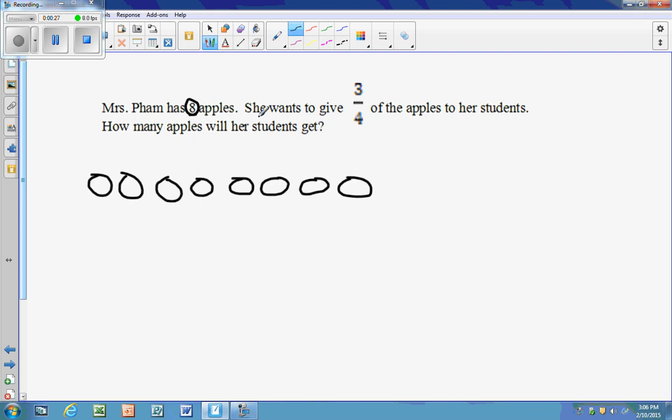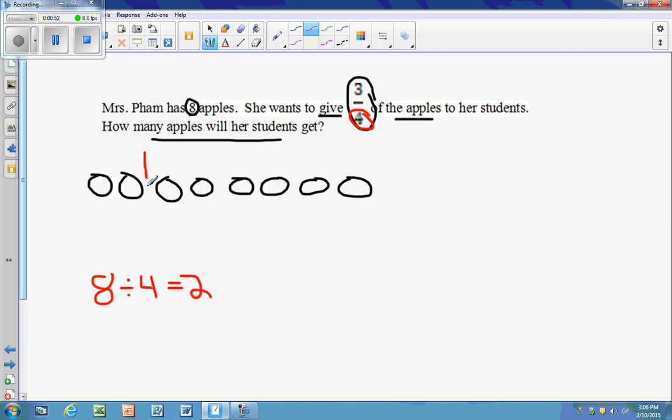There's our 8 apples. She wants to give 3/4 of the apples to her students. How many apples will her students get? So we want to split it up into fourths. And the reason I know we want to split it up into fourths is because 4 is the denominator. So I take my whole number of 8 and I divide it by my denominator, which is 4, and I get 2. So I know I'm making 4 groups and each are going to have 2. So I split them up like this so that each group has 2.